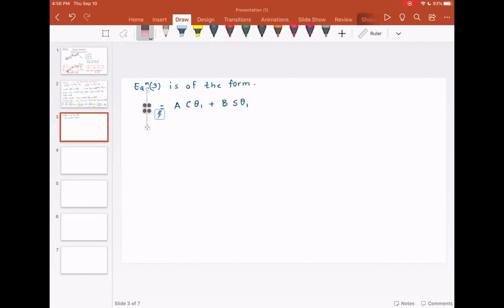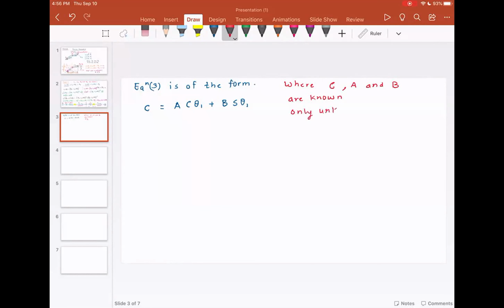Or let me just say c is equal to a plus b, where c, a and b are known and the only unknown at this point is theta 1. So we have to solve this expression.